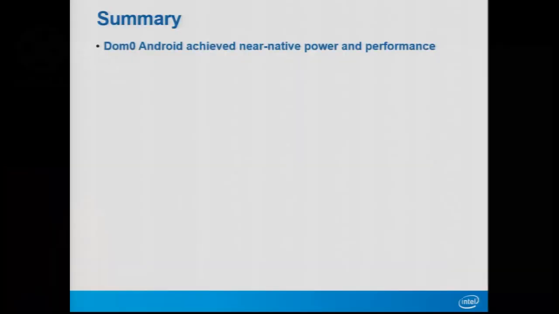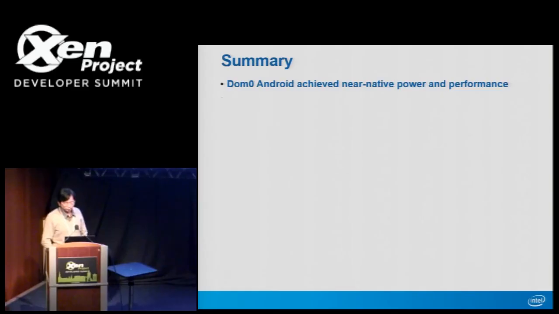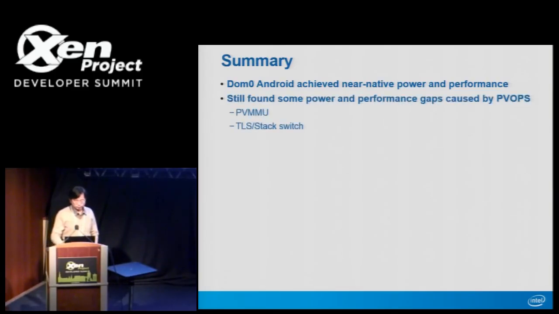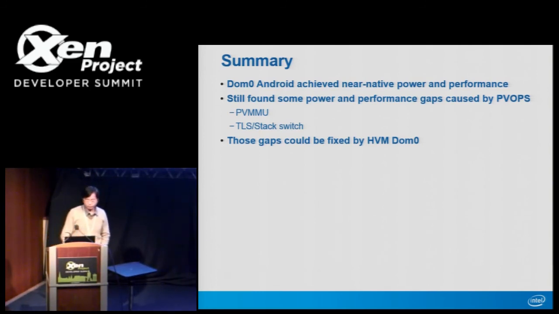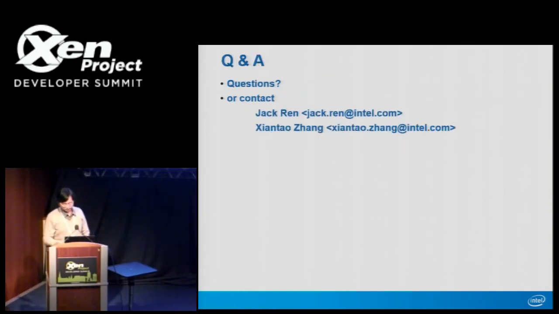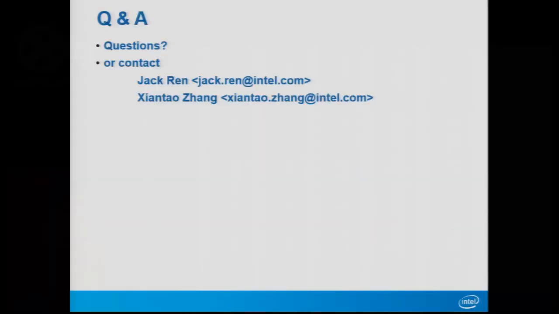Okay, that is the summary. First, domain zero and Joey achieved near native power and performance. But we still found some power and performance gaps caused by PV ops, for example PV MMU and TLS stack switch. Those gaps could be fixed by HVM domain zero in our next generation of Atom. Okay, that's it.